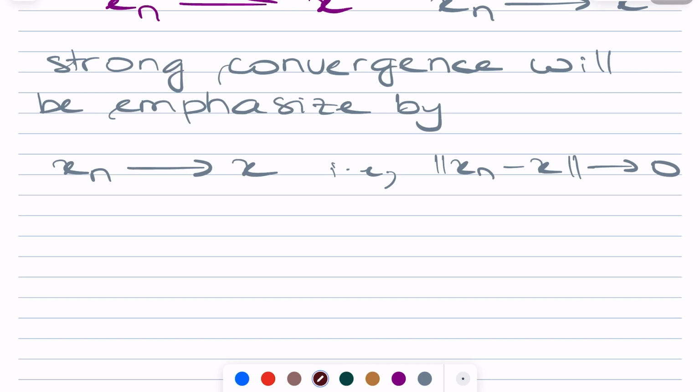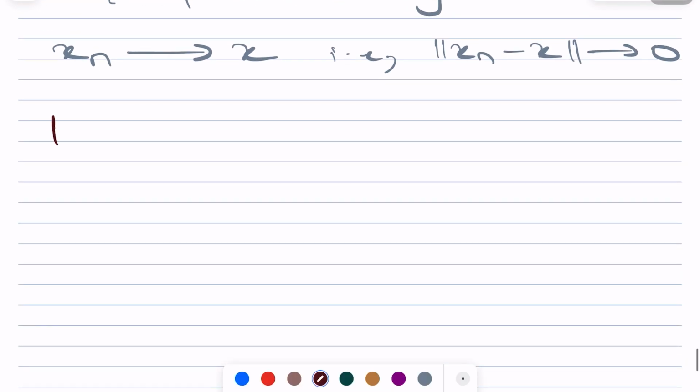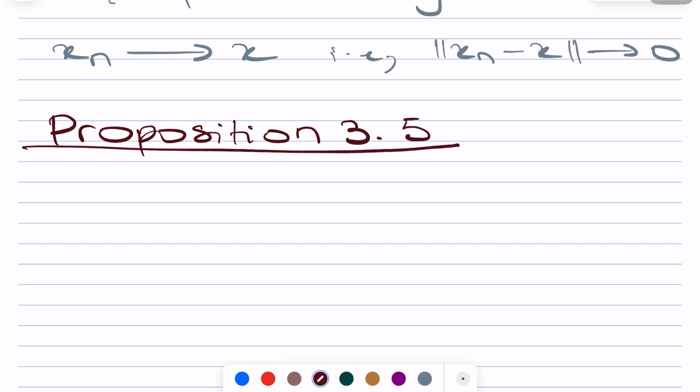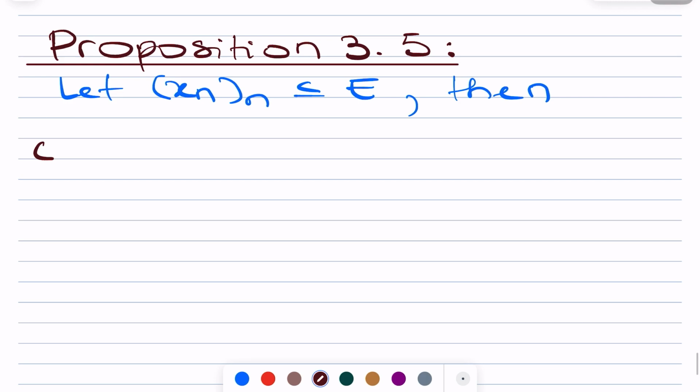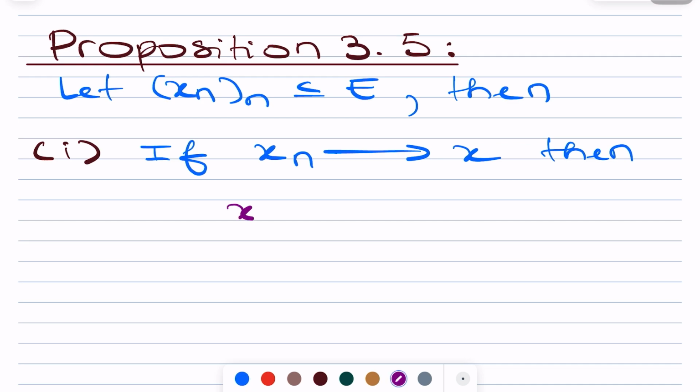Now let's look at a characterization of weak convergence and strong convergence. Which one implies the other, and what are the properties of weak convergence? So, proposition 3.5. Let xn be a sequence of elements of E. Then you have the following properties. Number one, A: strong convergence implies weak convergence. So if xn converges strongly to x, then xn converges weakly to x.